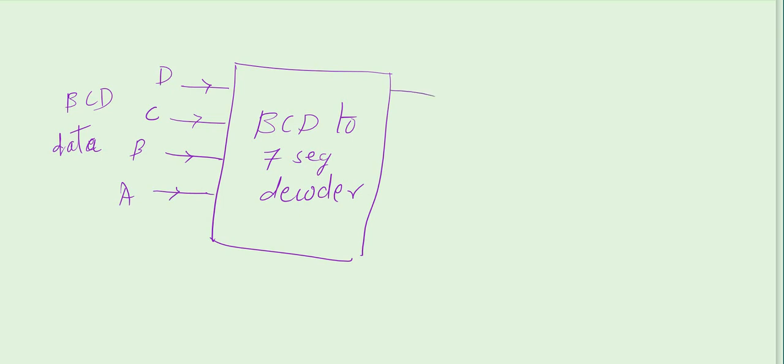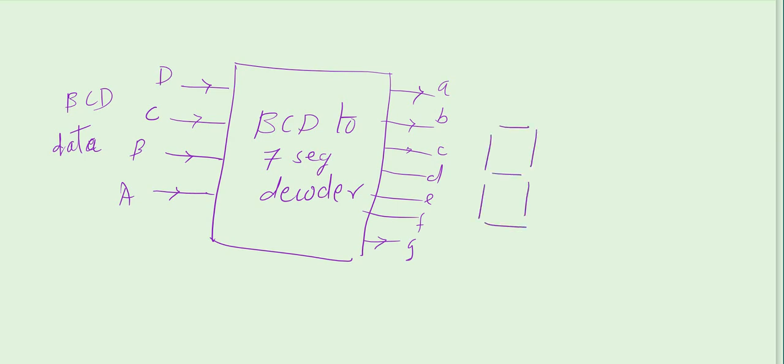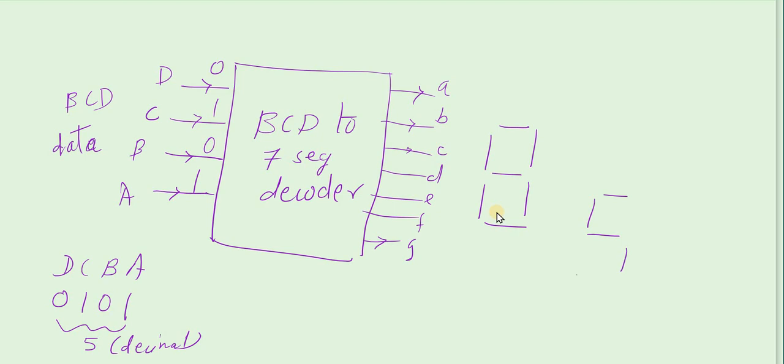On the output side, there are 7 outputs, 1, 2, 3, 4, 5, 6, 7. A, B, C, D, E, F, G will be the outputs. The outputs are generated by this decoder. And these are given to the 7 segment display so that the particular number will be displayed. For example, at DCBA, if we connect 0101, then this is equivalent to 5 in decimal. Then when 0101 is connected here, the BCD to 7 segment decoder will send the output so that the number 5 will be displayed.